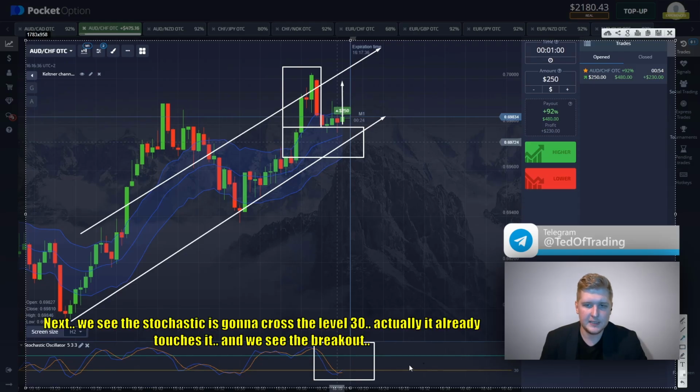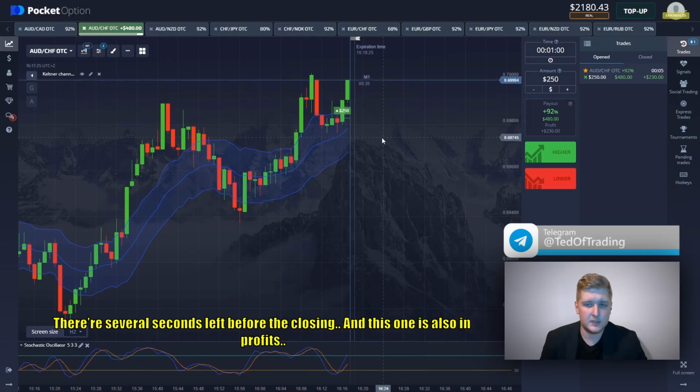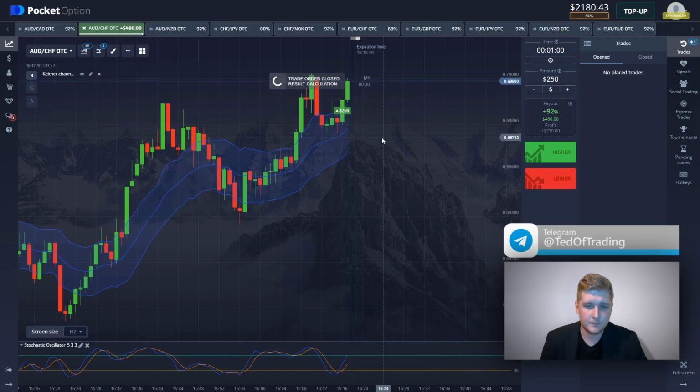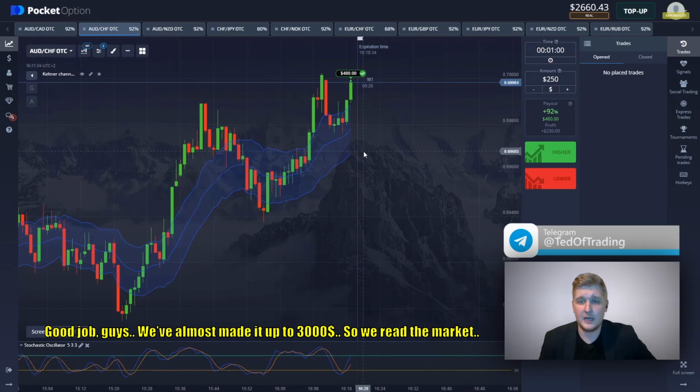Next we see the stochastic is gonna cross the level 30 actually. It already touches it and we see the breakout. There are several seconds left before the closing and this one is also in the profit. Good job, guys. So we almost made it up to $3,000.